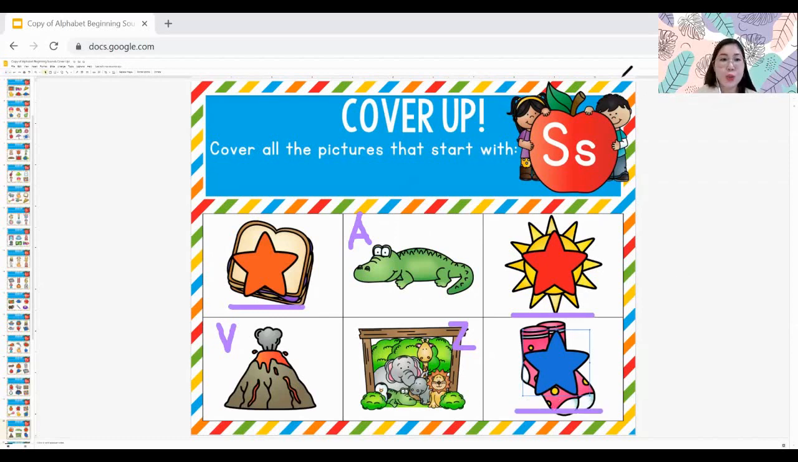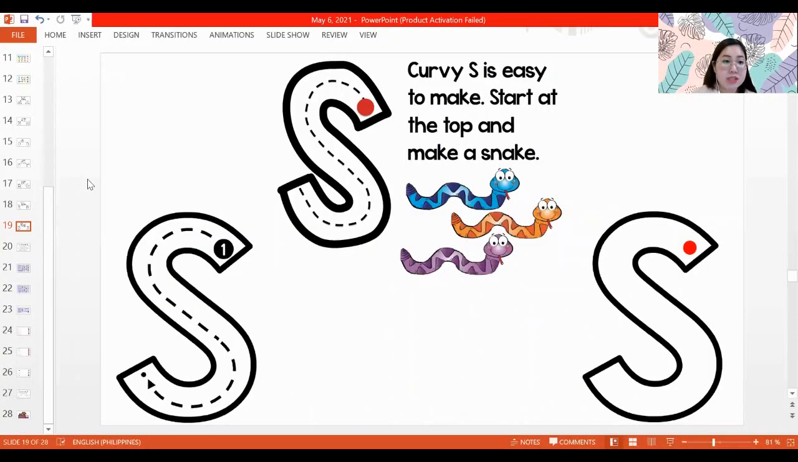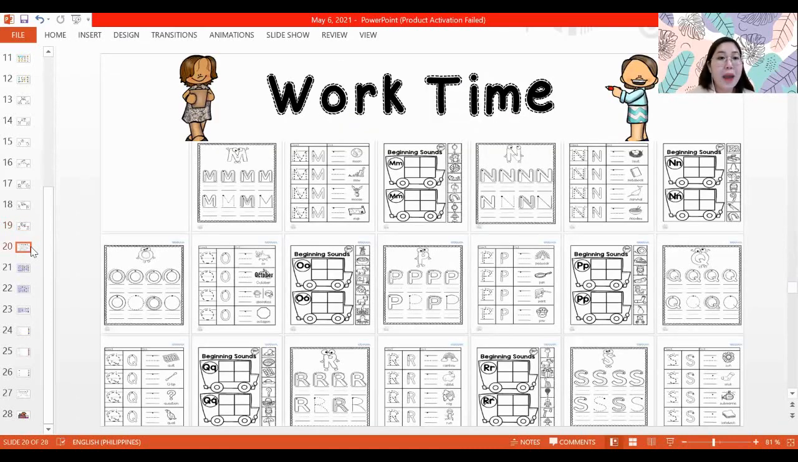Did you listen to our letters and how to write them? And also the pictures that begin with the letter S? Okie dokie, it's time for you to work. So you have to trace, write, and try your letters M to S. And afterwards, you also have to sort the correct beginning sounds. Okay? Do your best when you're working. You can now pause the video.